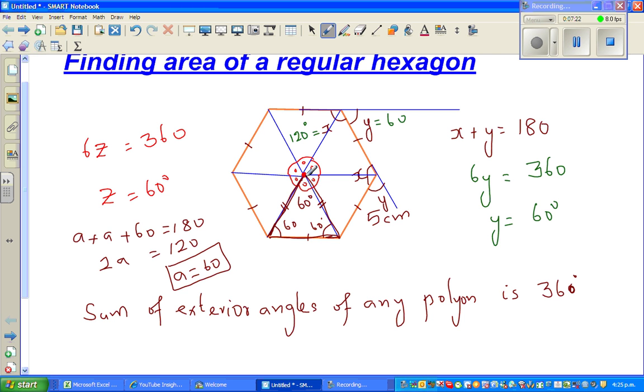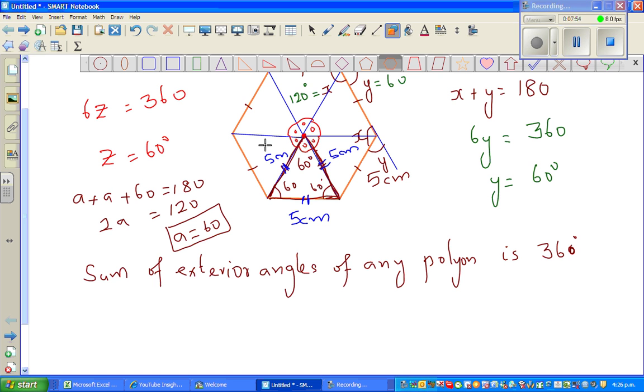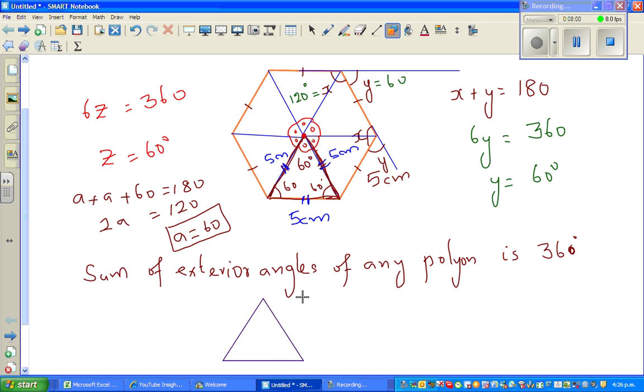So we want to find the area of this equilateral triangle. We already know this is 5 centimeters. As all the angles are equal, the sides are also equal. Does that make sense? So if this is 5, this is also 5, and this is also 5. Let me draw an equilateral triangle just to clear the mess.